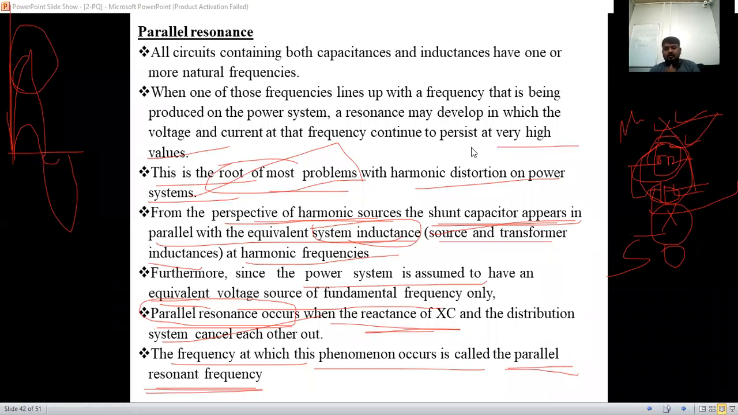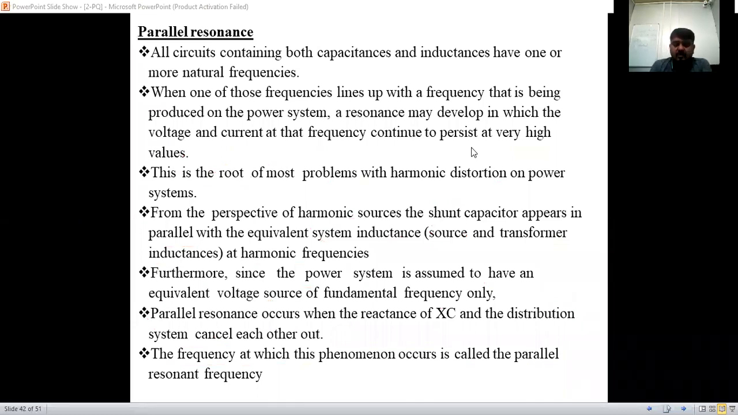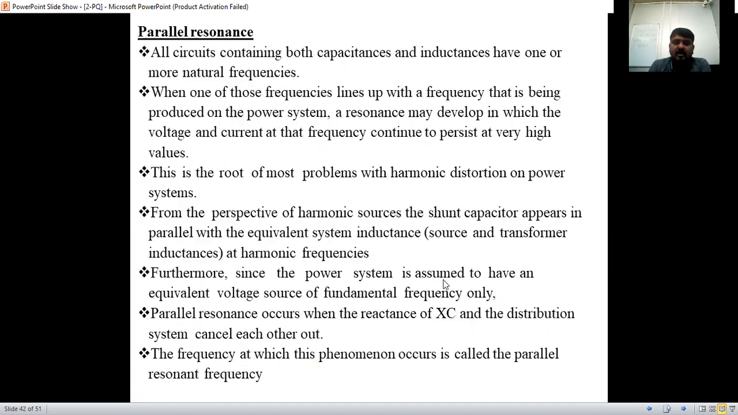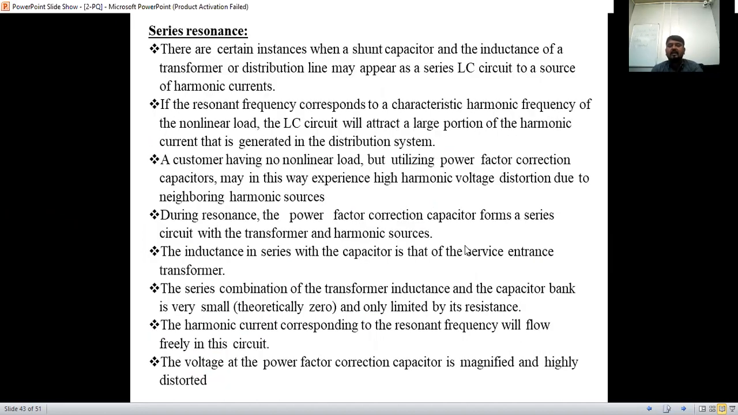Okay. Next we will go for series resonance. We'll discuss that. Here we connected one shunt capacitor with the system inductance, and that condition we considered as parallel resonance. But in the series case, instead of the shunt capacitance, the capacitance is connected in series with the inductance, so we consider a series LC circuit. The resistance is commonly there. This is the inductance and this is the capacitance of the circuit.